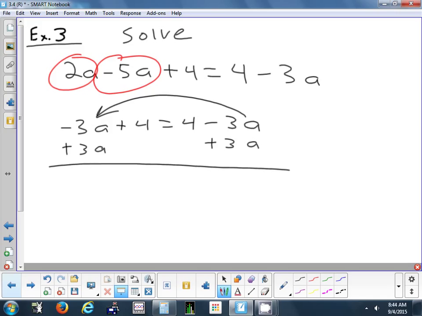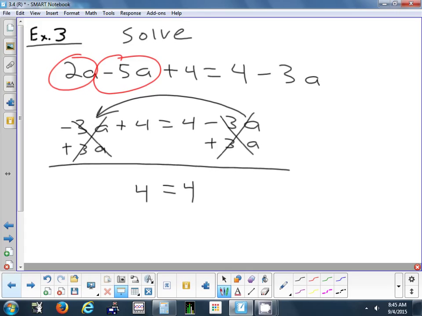And Alexis, what does that come out to? What's negative 3a plus 3a? 0. What about negative 3a plus 3a again? 0 again. Who can tell me what is left here? Caitlin? 4 equals 4. Kind of similar to what we had before. All the letters are gone, but it says 4 equals 4.